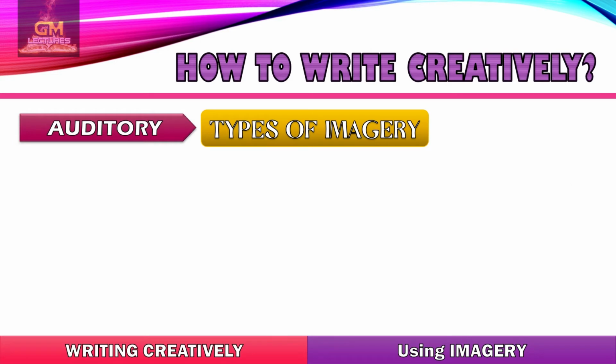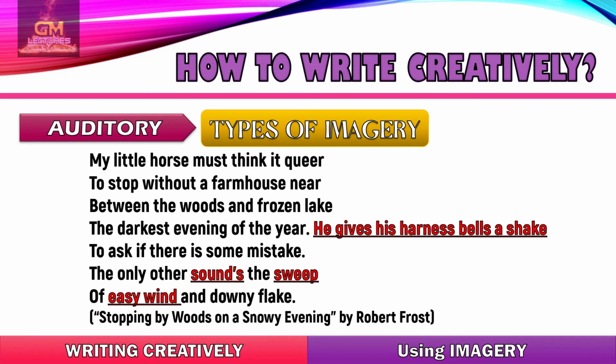Let's look at this example here from Robert Frost. My little horse must think it queer to stop without a farmhouse near, between the woods and frozen lake, the darkest evening of the year. He gives his harness bells a shake to ask if there's some mistake. The only other sounds the sweep of easy wind and downy flake.